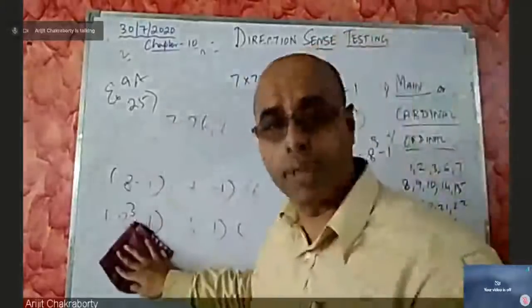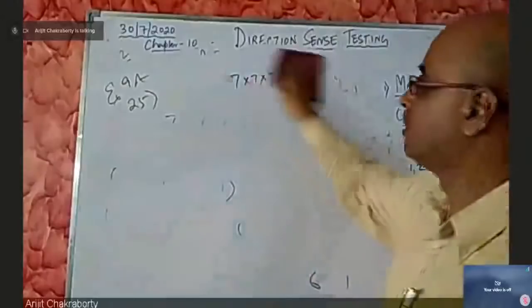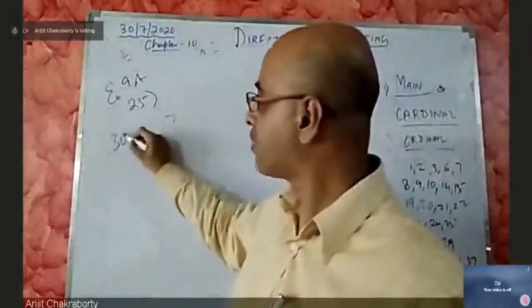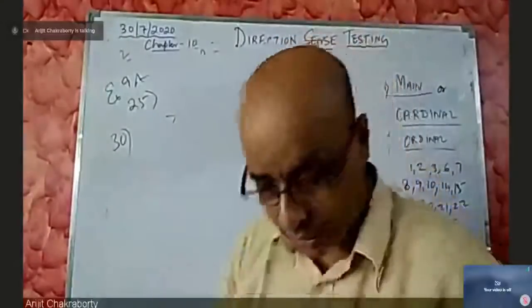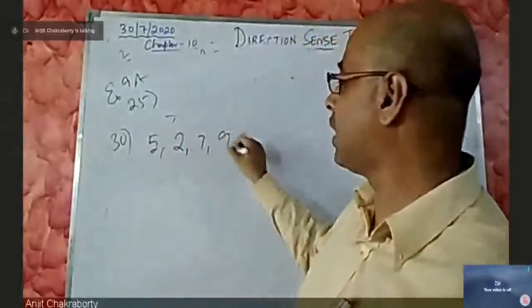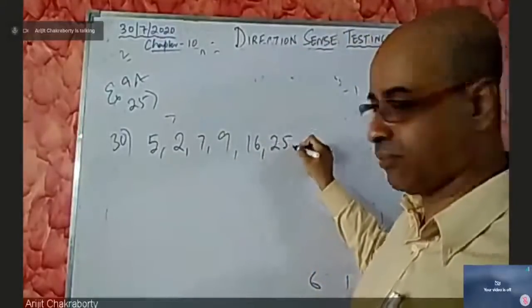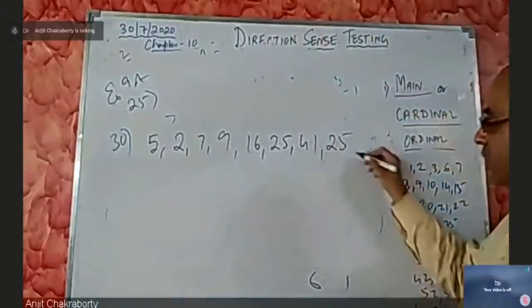I am now taking up 30. Question number 30 in front of you. 5279, okay, so I'll take it up. 5, 2, 7, 9, 16, 25, 41, 25, and then dash.